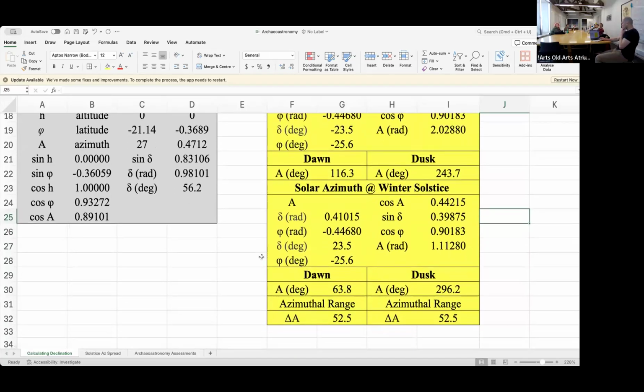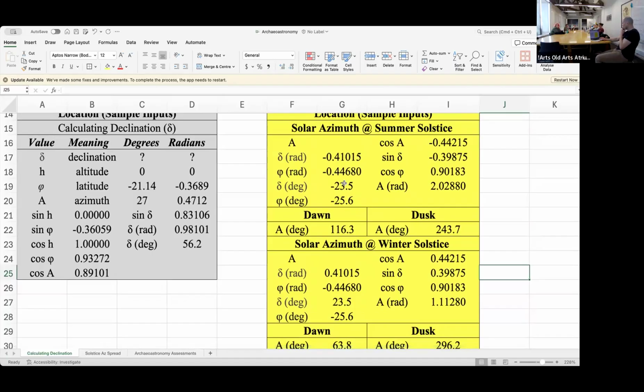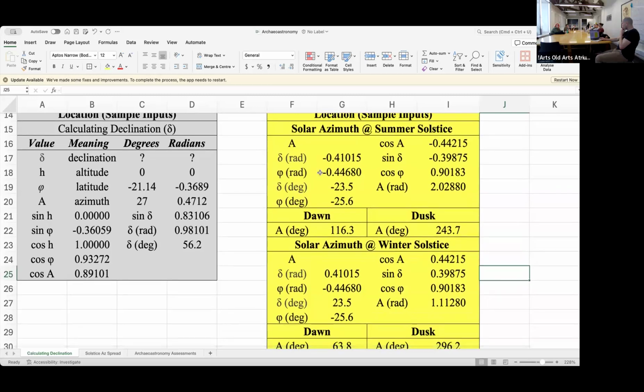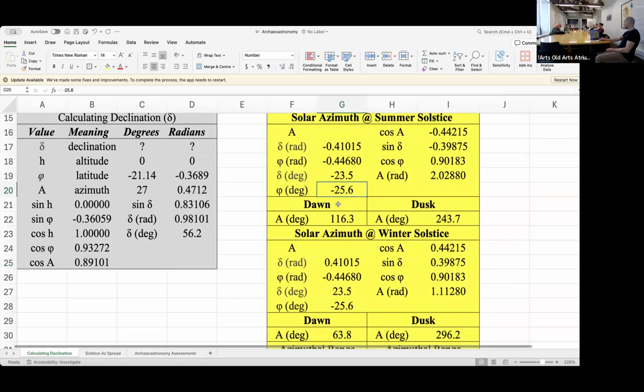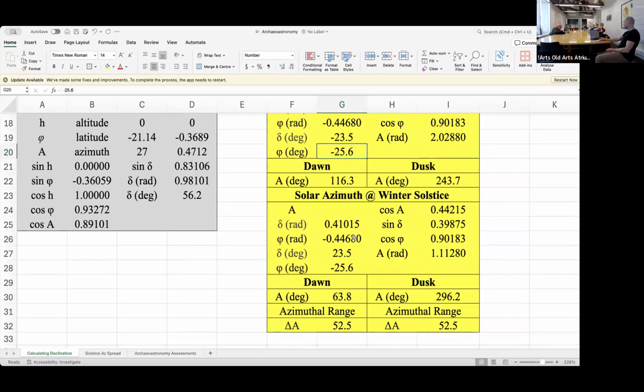Now, what I've done here is I've calculated the azimuthal range. What this means is the difference in azimuth between the winter solstice and the summer solstice. What's that angle going to be? And what you're going to find out is something very interesting. We can go through and start doing this. You start putting your latitude in at different values. So we can say here, where is it? We've got our latitude, right? And we can start to put in, so that's negative 25.6. So at minus 25.6, the azimuth range is going to be 52.5.